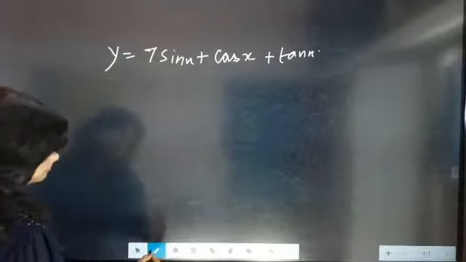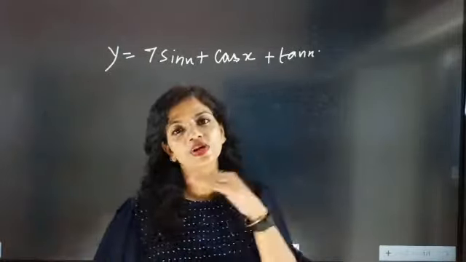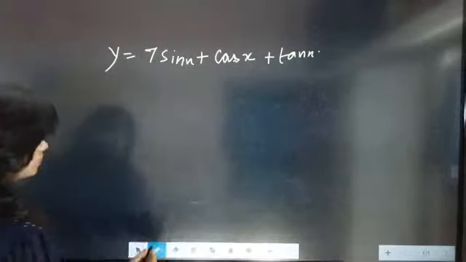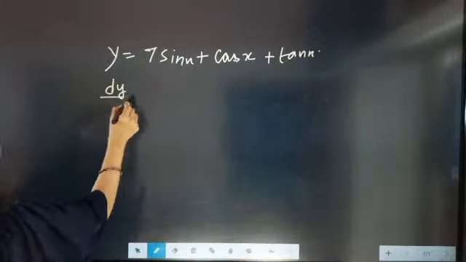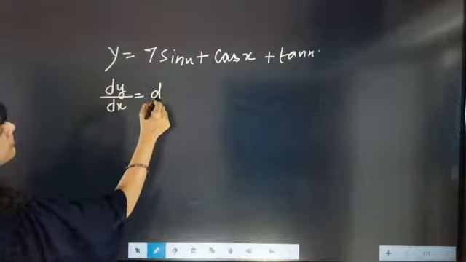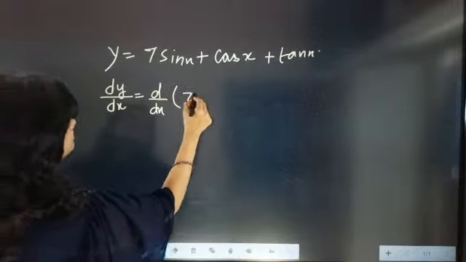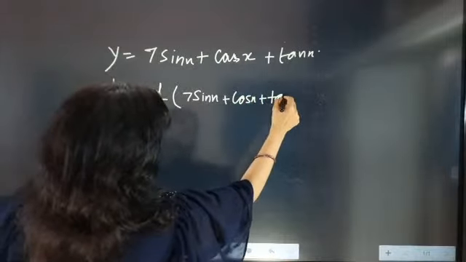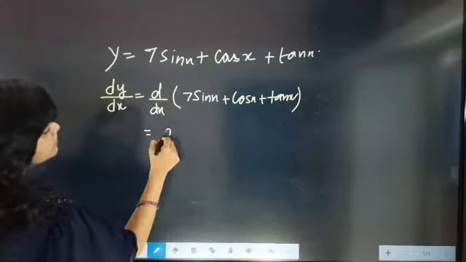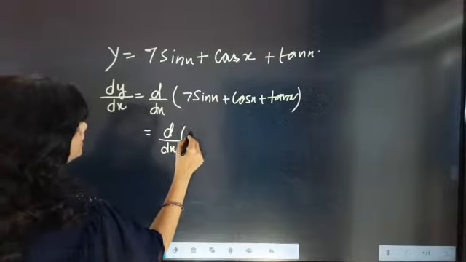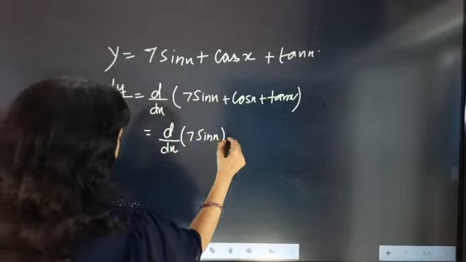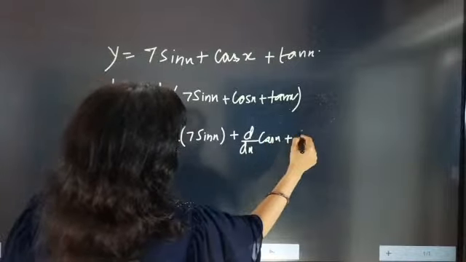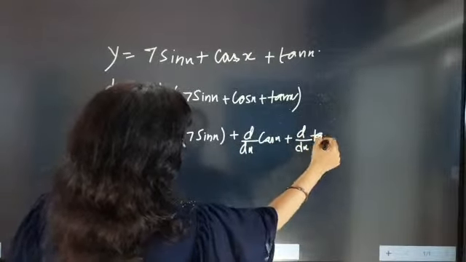Now by first principle I taught you how to derive the differentiation of the 6 trigonometric ratios. Now here we don't have to derive it, we have to simply implement the formula. So this side will become d by dx of 7 sin x plus cos x plus tan x. Now this will distribute: differentiation of 7 sin x, then differentiation of cos x, then differentiation of tan x.